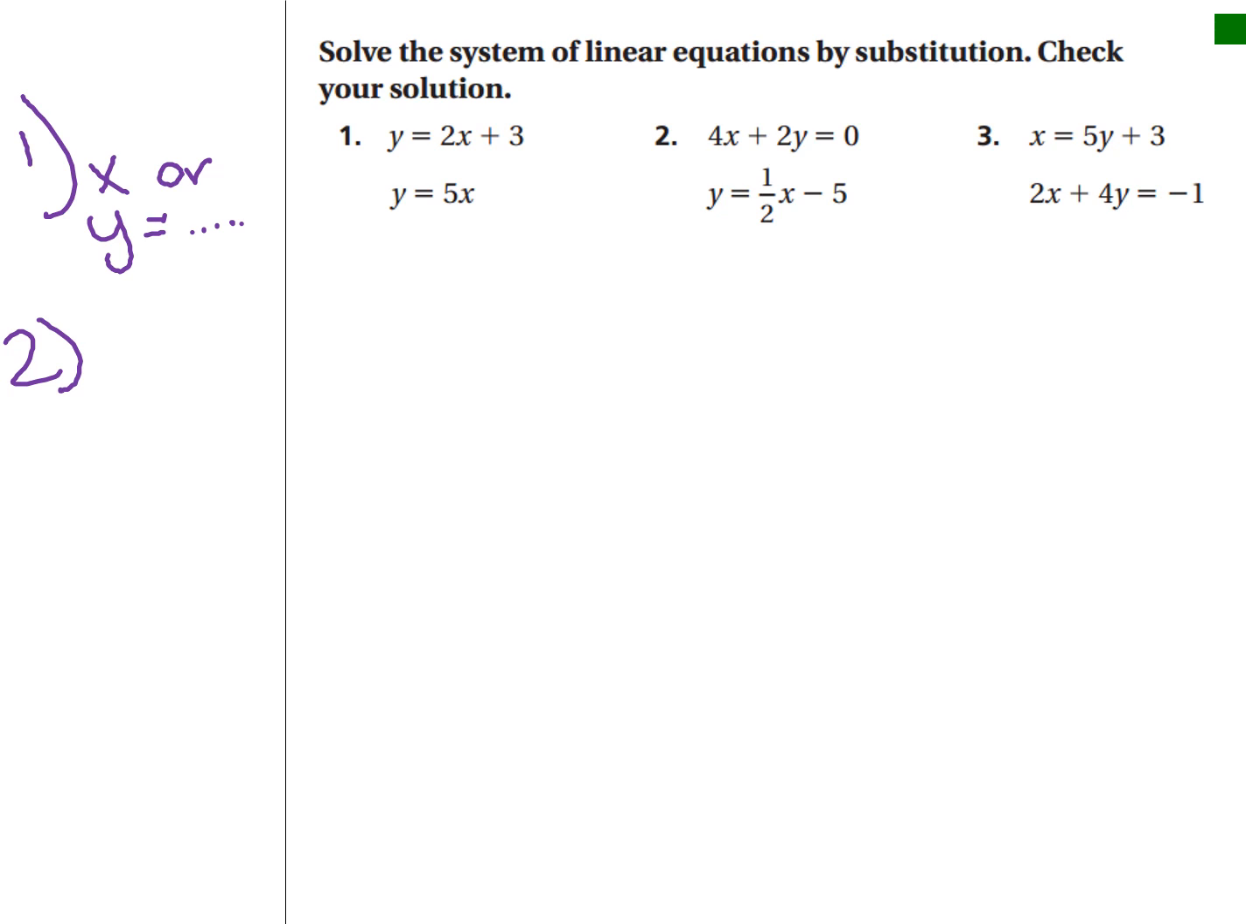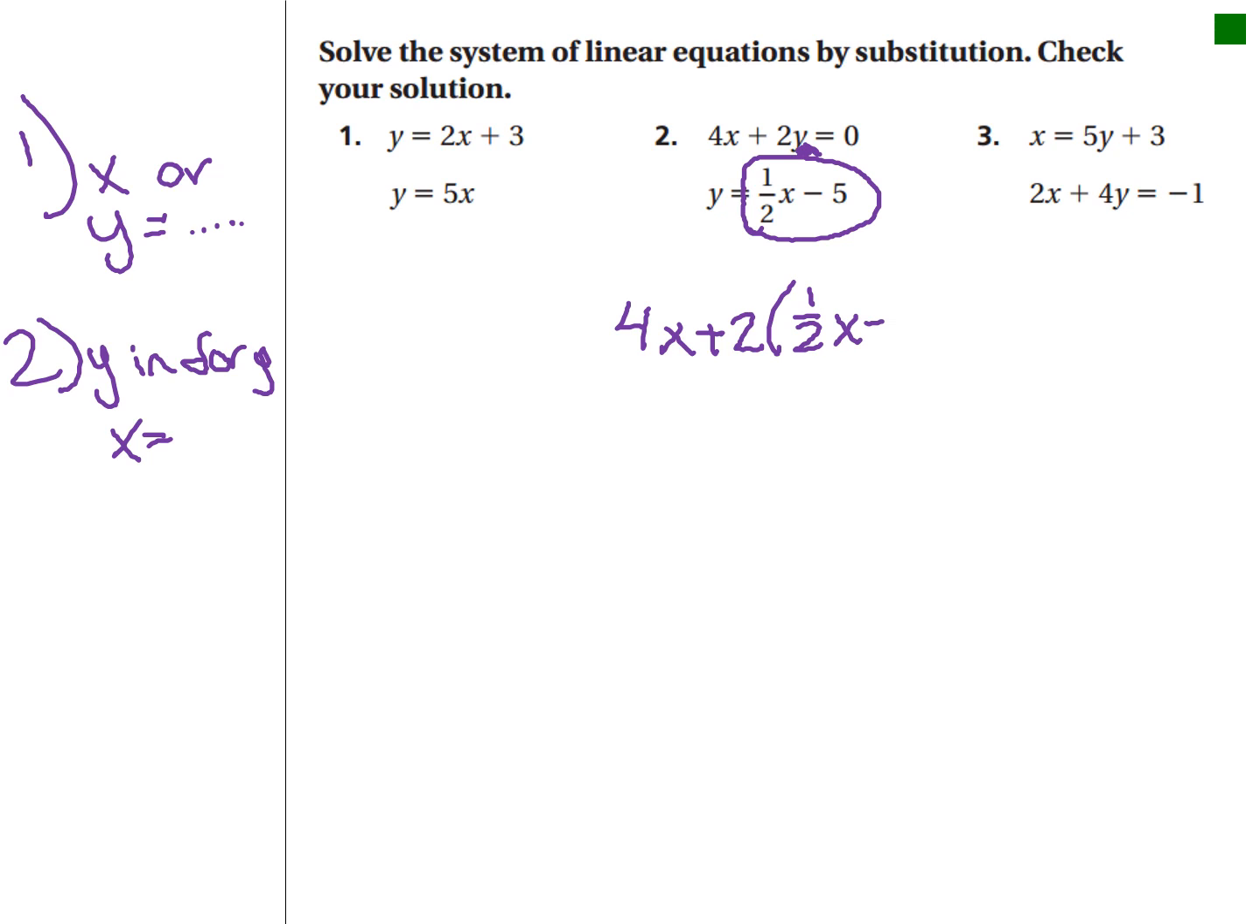Step 2, we're going to plug y in for y to solve for x. Y equals 1/2 x minus 5. So we're going to plug this puppy into y right here. Rewrite it so we can solve for x. 4x plus 2 parentheses, this whole thing needs to be multiplied by 2. 1/2 x minus 5 equals 0. 4x plus 2 came from our first equation. We substituted y in. 0 came from our first equation.